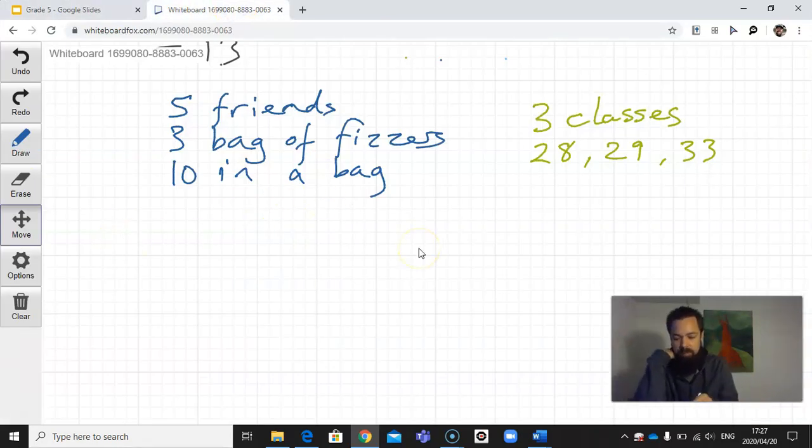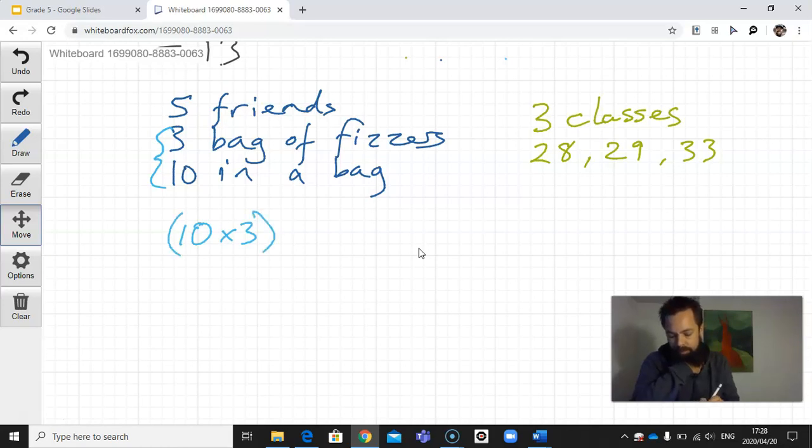Okay, here we go. I've written down the important information. Let's look at the first one first. The blue one. So we've got 5 friends getting together. There are 3 bags of fizzes and 10 in a bag, and we're sharing them out. So I guess what we first need to look at is how many fizzes there are altogether. And how would we work that out? Well, we've got 10 in a bag, and we've got 3 bags. So I would say we've got 10 in a bag times 3, and that will tell us how many there are altogether.